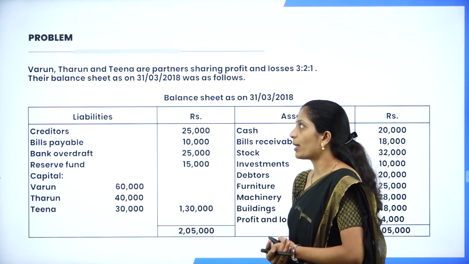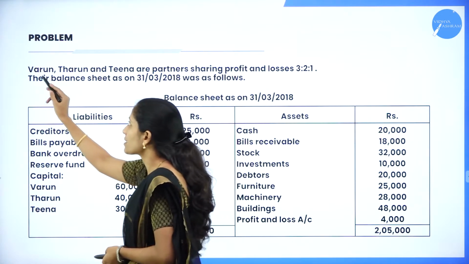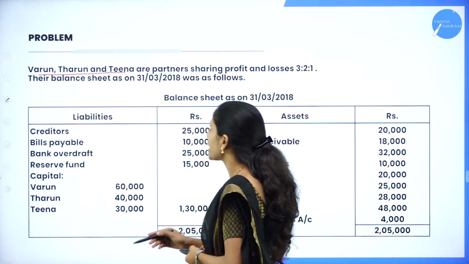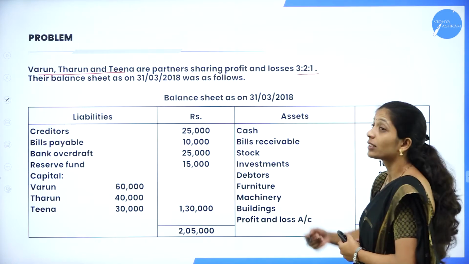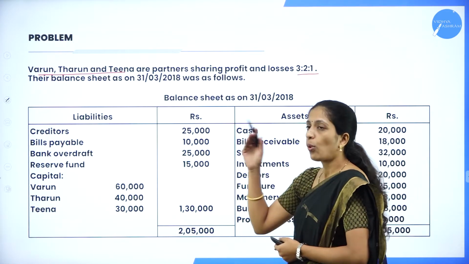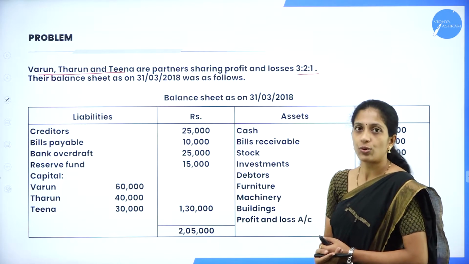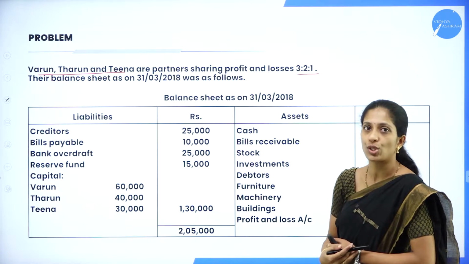Now go through the problem here. Varun, Tarun and Tina. Now who are the partners here? Varun, Tarun and Tina are partners sharing profit and loss in the ratio 3:2:1. Now what is their profit sharing ratio? Who are the partners? Varun, Tarun and Tina, and their profit sharing ratio is 3:2:1.